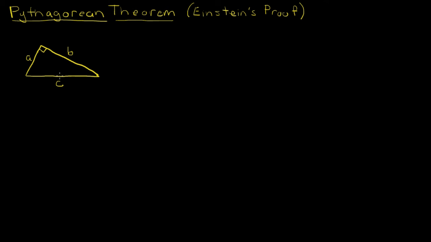So, of course, you know the Pythagorean Theorem for a right triangle with legs a and b and hypotenuse c very simply states that a squared plus b squared equals c squared. And we're going to look at this triangle and we're going to prove this truth for this particular triangle.